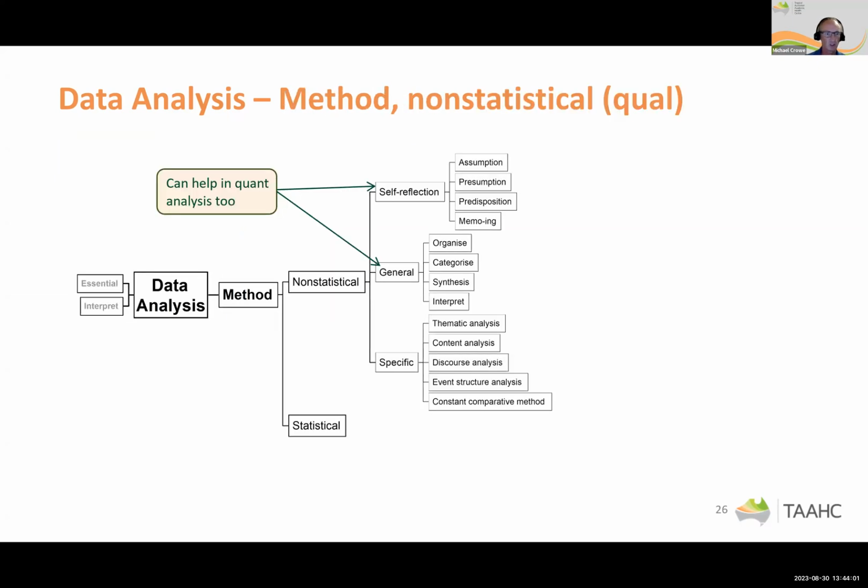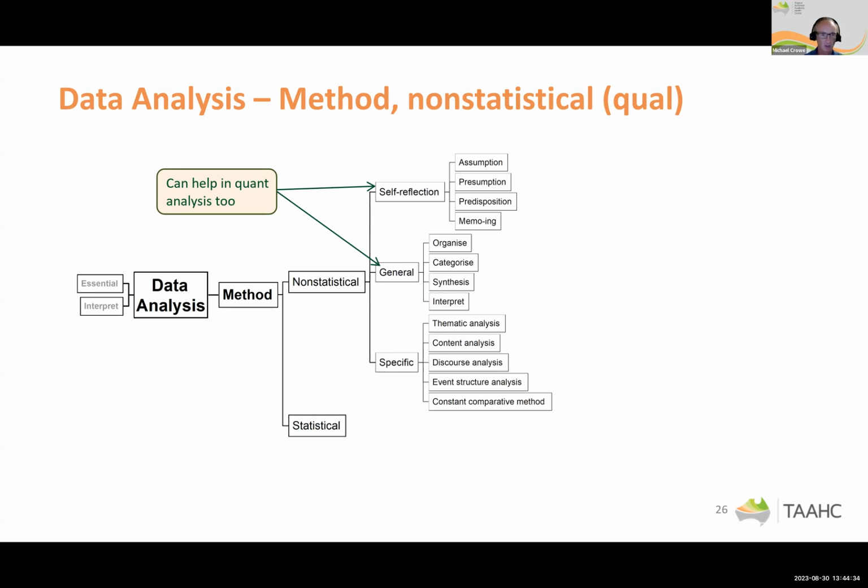Your methods usually split into statistical and non-statistical. Self-reflection within non-statistical methods is usually considered qualitative, but it's also a good idea within quantitative to consider what your assumptions and presumptions are, because sometimes we have them and it can send us down a rabbit hole of analyzing data, and if we get back out of them, it can actually help us to do quantitative better.